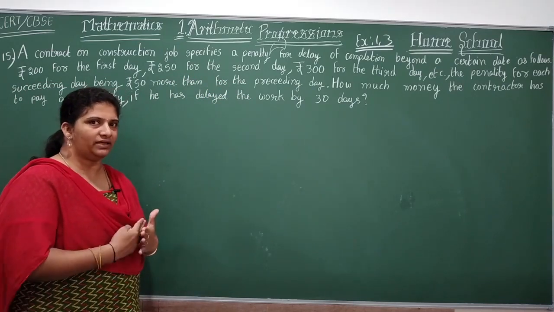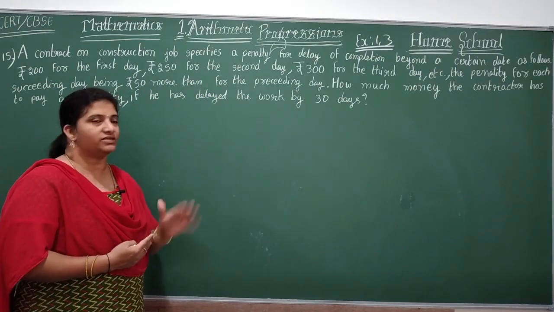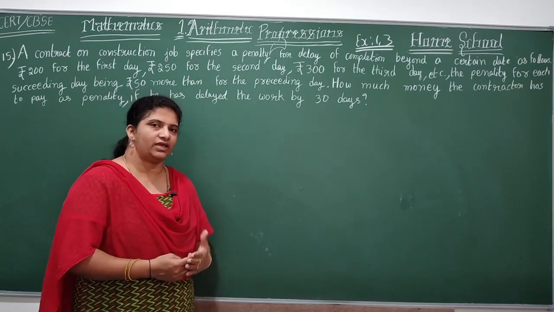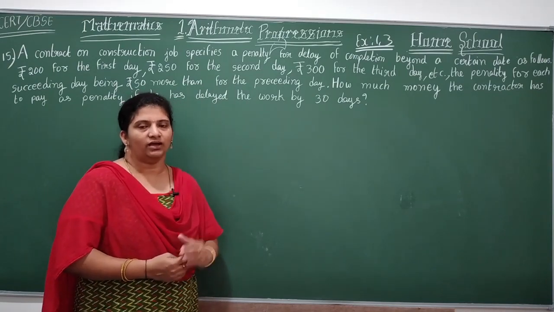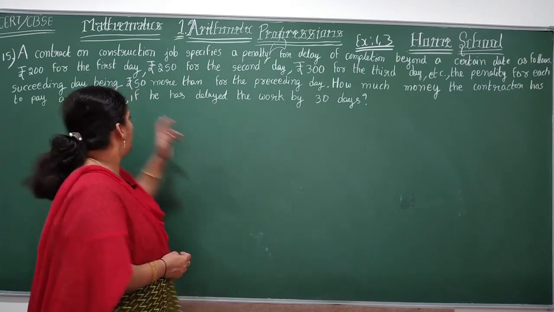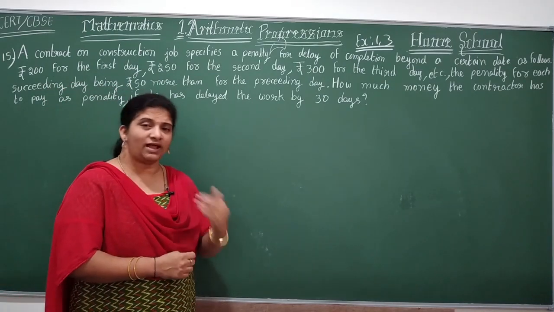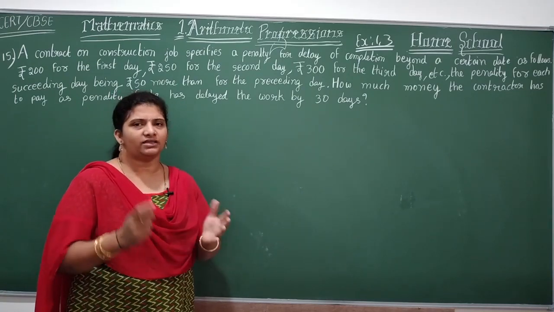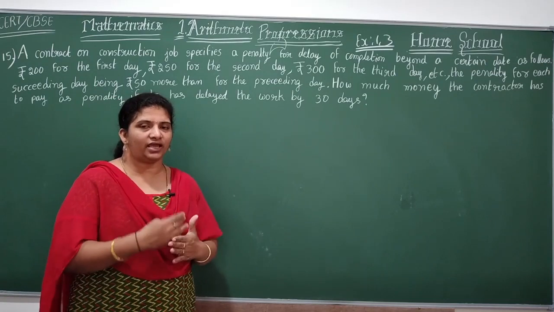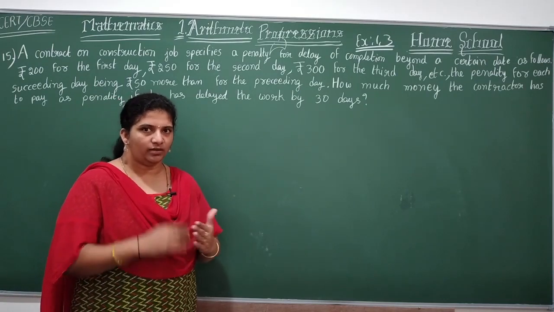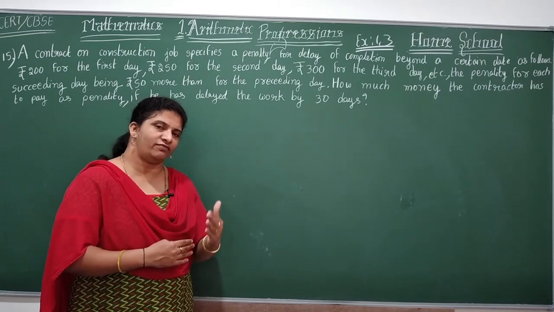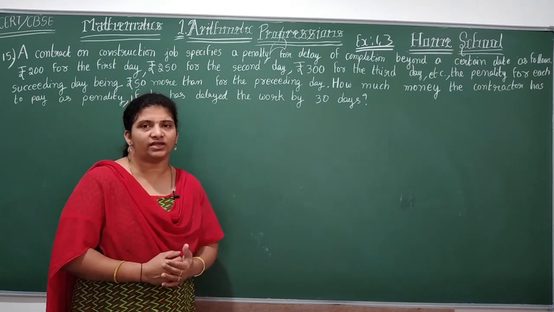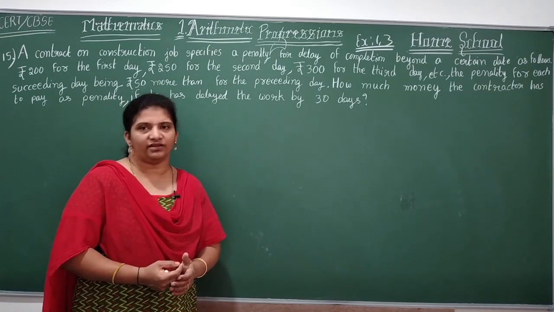Means what is happening here? The work should be completed, I am just estimating 10 days. Suppose 10 days he is not able to complete the work. 11th day he will be paying how much amount here? 200 rupees. 12th day 250 rupees. 13th day 300 rupees. I think you can see something here. First day penalty is 200, but for the next day, every day 50 rupees is increased. What is the constant number increasing for every term? We call it a common difference.